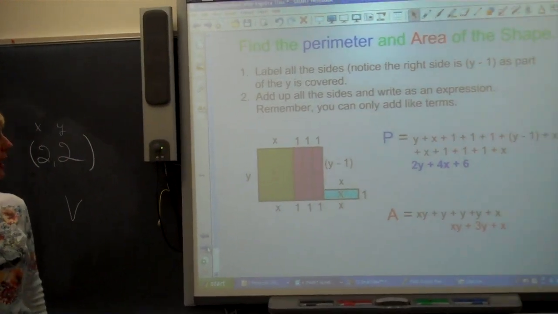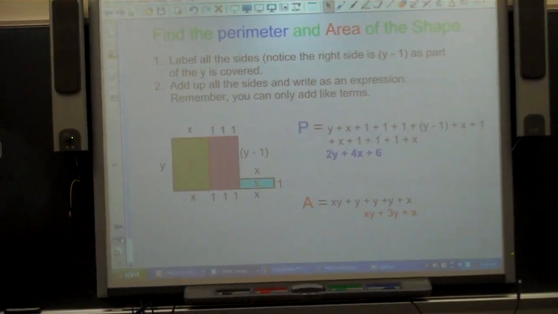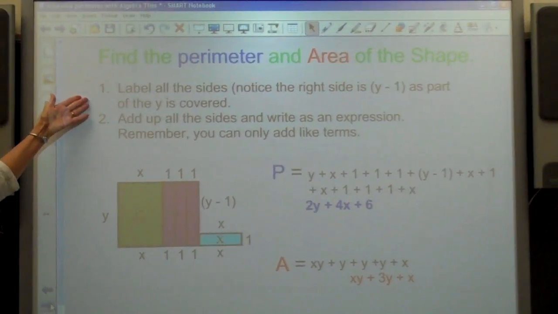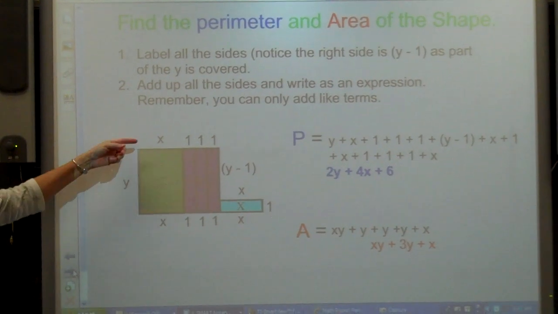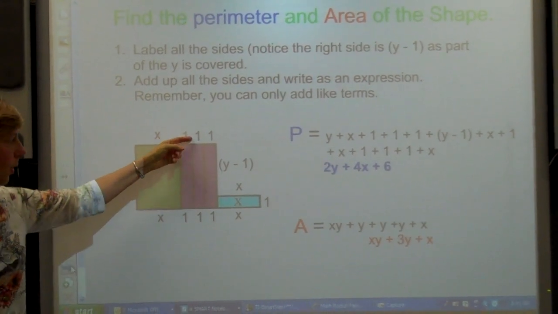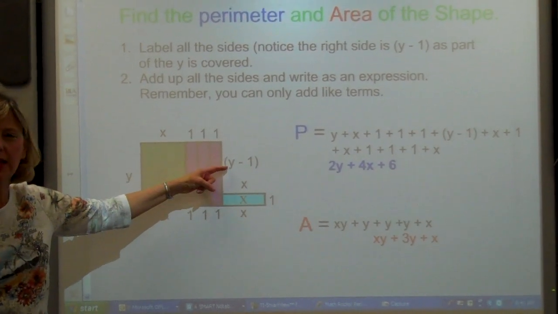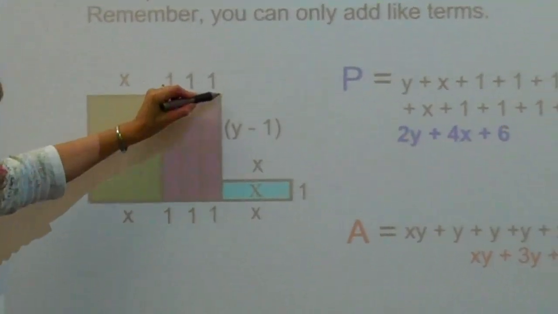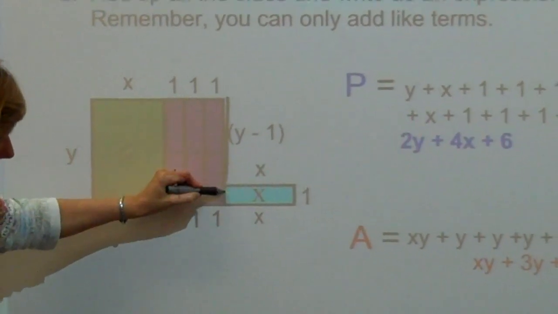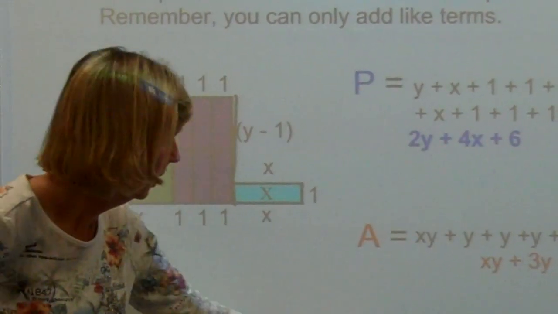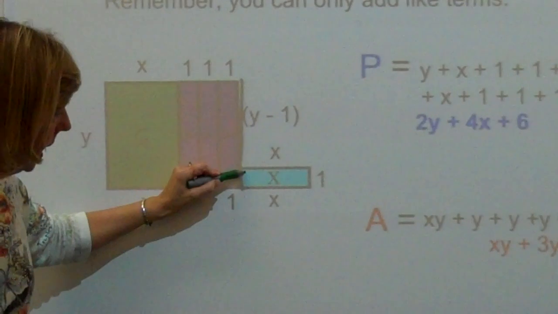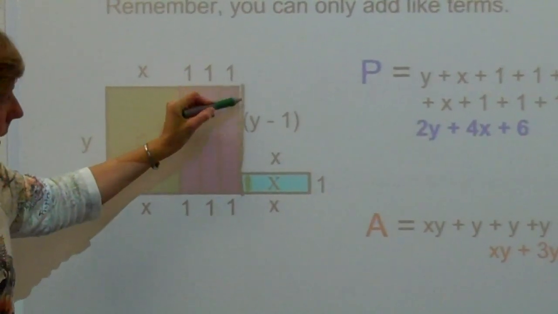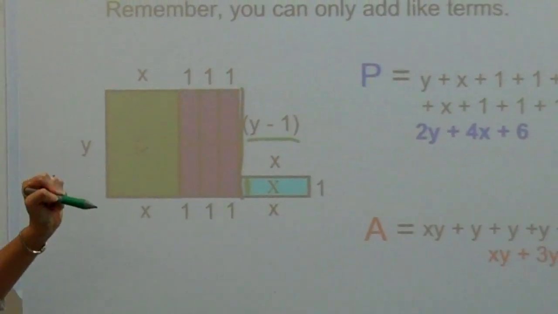So if we want to find the area and perimeter of an irregular shape, what are we going to do first? Well, we're going to label all the sides. So this was Y long, X, 1, 1, 1. Where did I get Y minus 1? Notice this side would have been Y long, but it's covered up right here by 1 wide. So this little piece right here is Y minus 1.